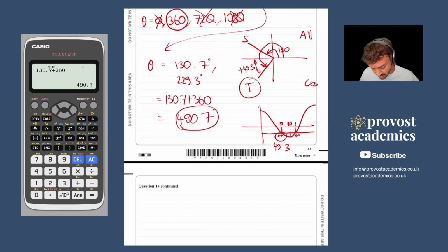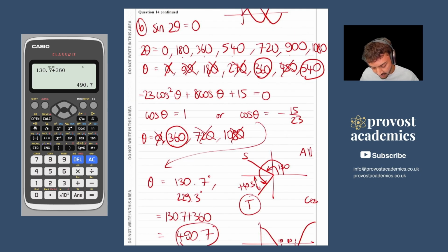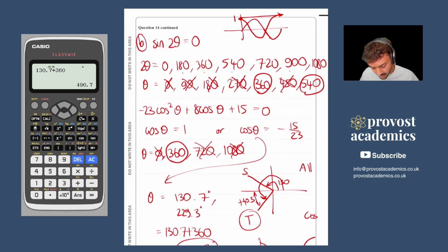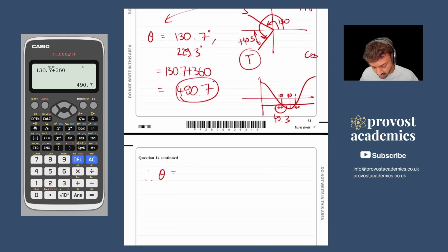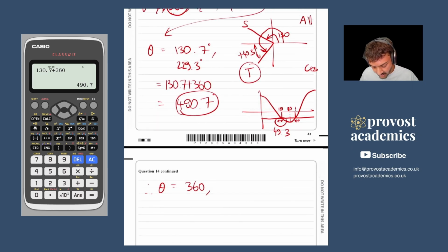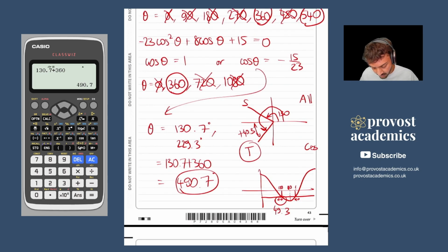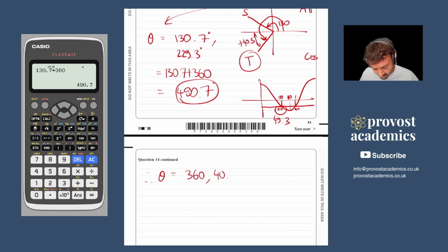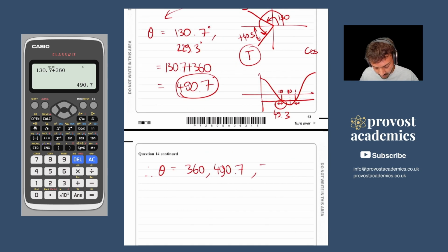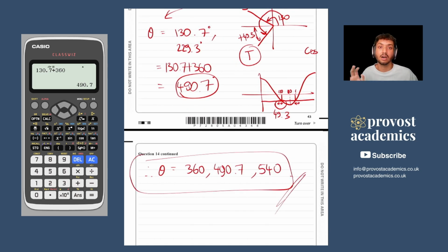Finally, all the answers that we got after crossing everything out. The first one we have is 360. There are two duplicate 360s, so I'm going to keep only one of them. The next one we have is 490.7, and the final one is 540. Those are my final solutions after crossing out the unwanted ones.